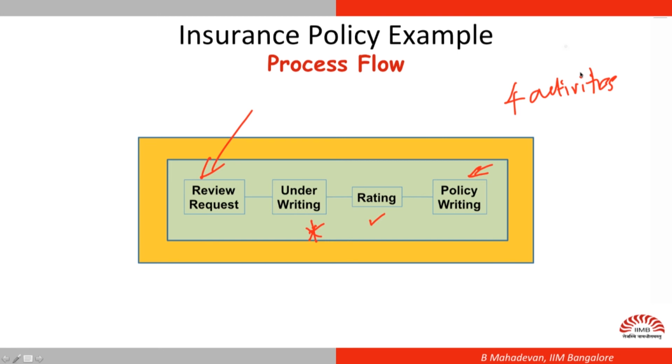So in this service example, we find that there are 4 activities, unlike the manufacturing example, where we talked about 14 activities, and we have also identified the technological constraints. For instance, without reviewing the request you cannot do underwriting, and only after underwriting can you do the rating, and after these 3 activities are over you can do the policy writing. So this is what I mean by identifying activities and identifying the technological and logical constraints. So 2 steps are over. Let's see what is the next step.